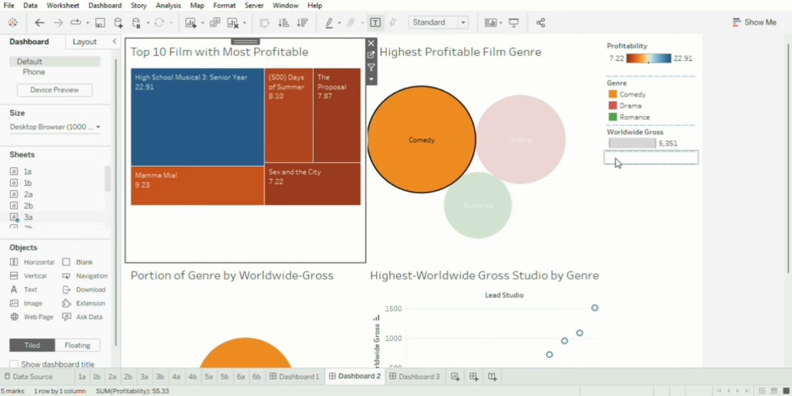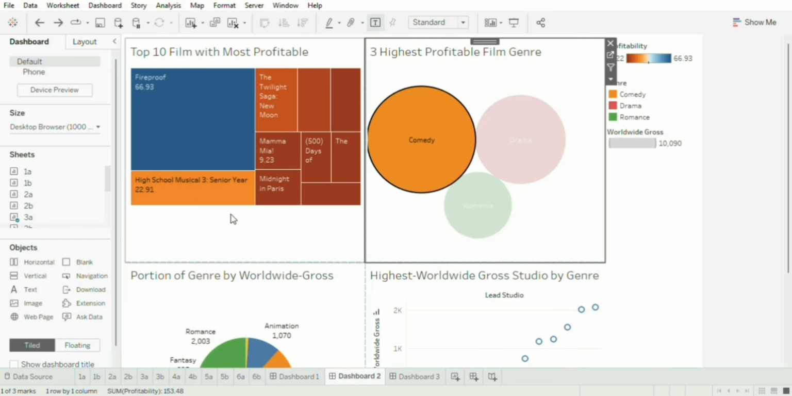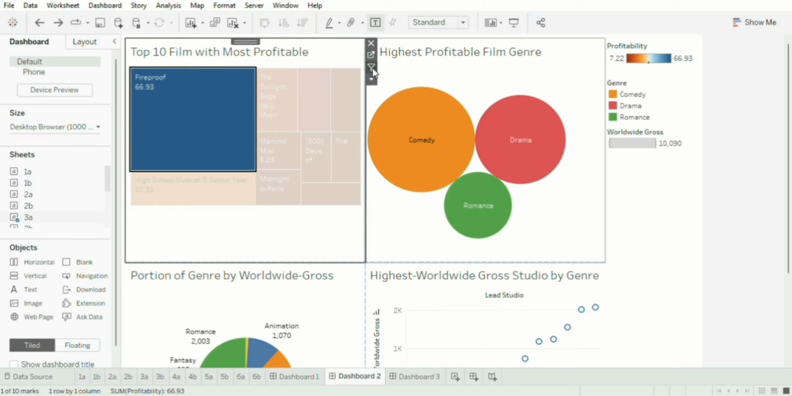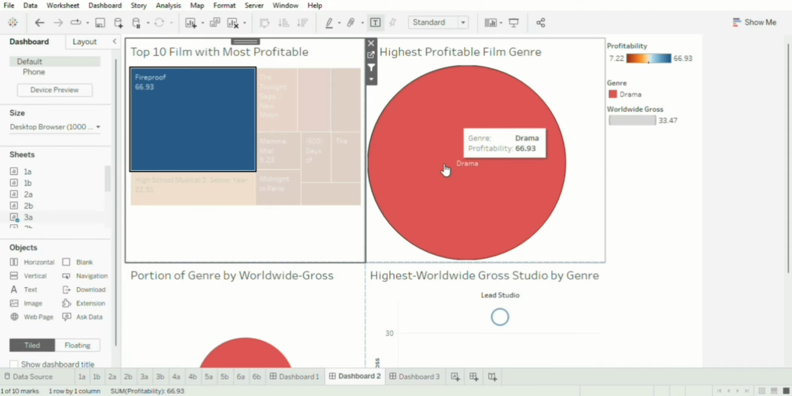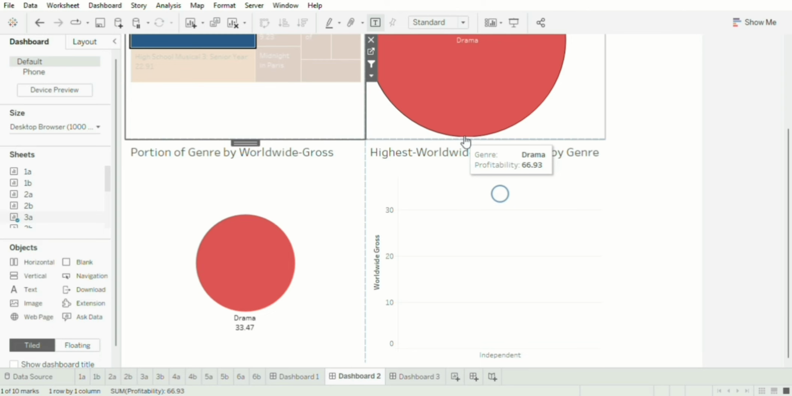Okay, so let's look at the top 10 films. The highest one is Fireproof. Just click and use the filter. Okay, Fireproof has the highest profit, and this film is in the drama genre. Let's look. The portion of genre is also bigger, maybe 2 or 3, and the lead studio with the highest growth in drama is Independent.